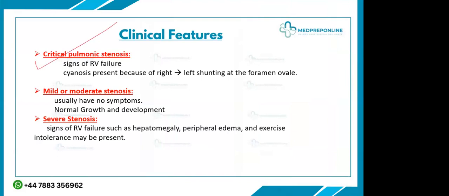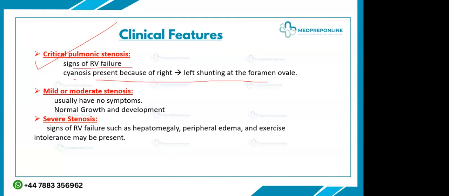As I already told you, critical pulmonary stenosis means severe right ventricular outflow obstruction. There will be no blood flow, or very minute flow, to the pulmonary artery and from there to the lungs. So there will be signs of right heart failure, and cyanosis is present because of the right to left shunting at the foramen ovale.